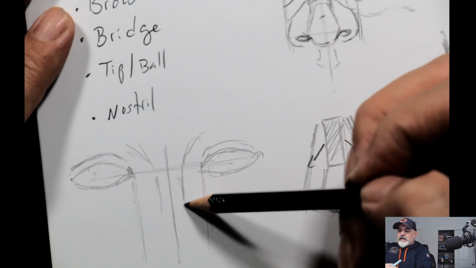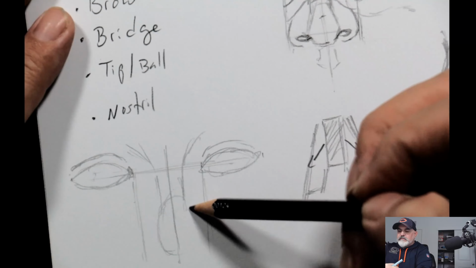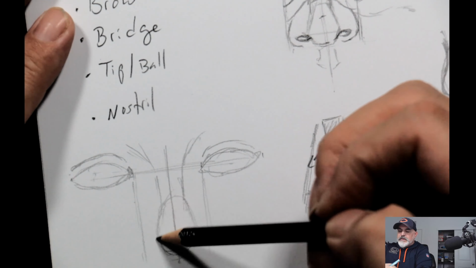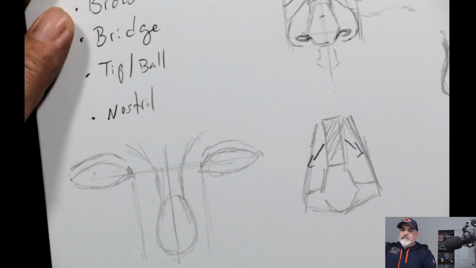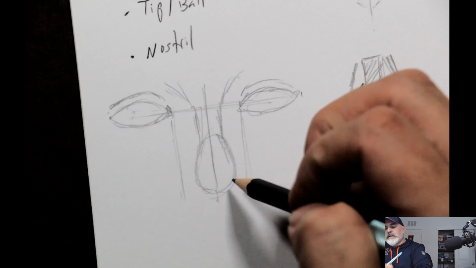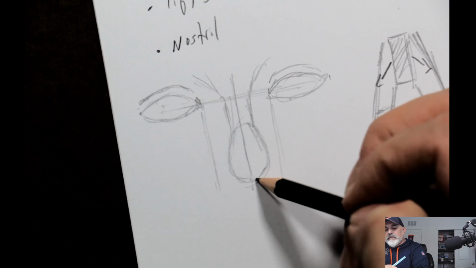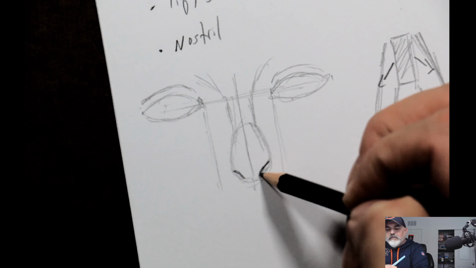Okay, and I'm going to draw more of a rounded nose, and this brings me to another subject that I forgot about, but we'll get into it in just a second. And then I'm going to draw that shape in for my nostrils.